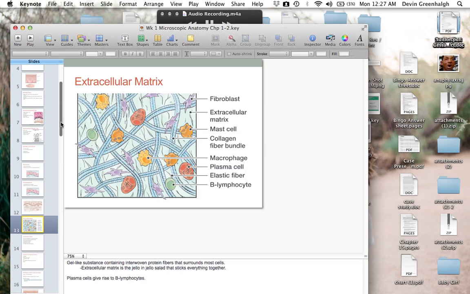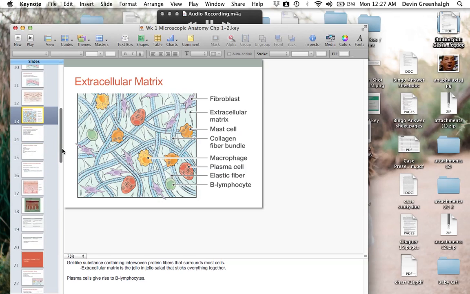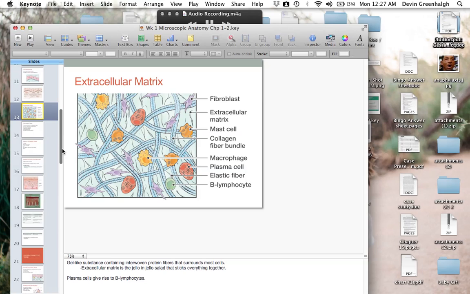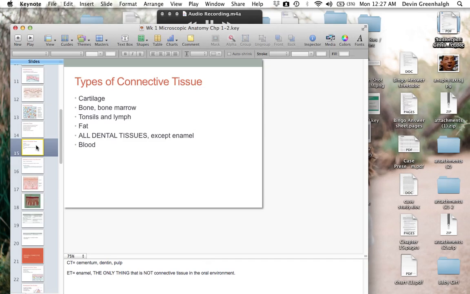Okay, let's see. We talked about extracellular matrix, which again is just our jello. It's a gel-like substance that has protein fibers that surround those cells. So then we talked about epithelial tissue. Let's talk about connective tissue. Connective tissue fills the spaces between tissues and organs. It has a little bit of cells and a lot of extracellular matrix. So, going back to our jello analogy, connective tissue doesn't have a lot of fruit. It's mostly made up of jello.